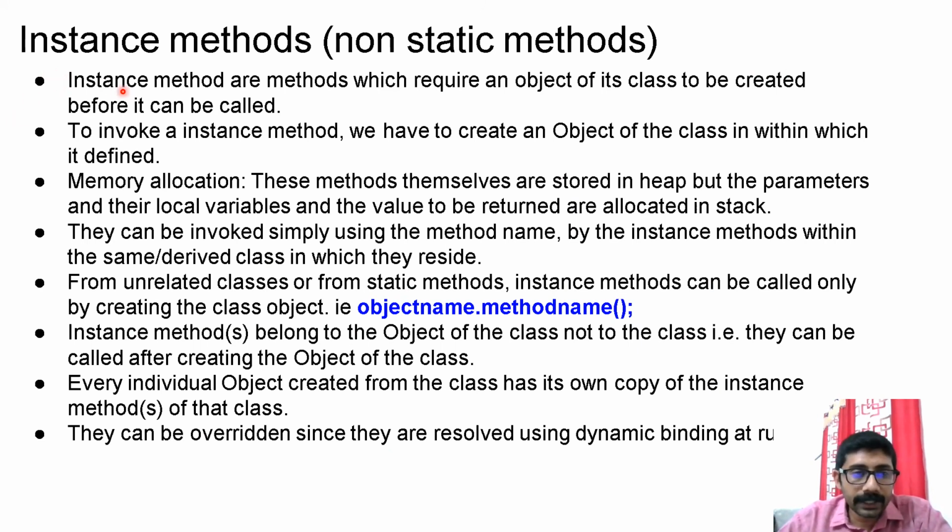Now instance methods. Instance methods are the methods which require an object of their class to be created before they can be called. These are the non-static methods, so to use them, you need an object. To invoke an instance method, we have to create an object of the class in which it is defined. Memory allocation: these methods themselves are stored in the heap, but the parameters, their local variables and the value to be returned are allocated in stack memory.